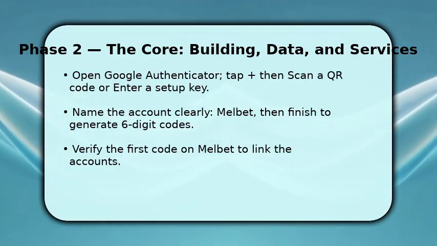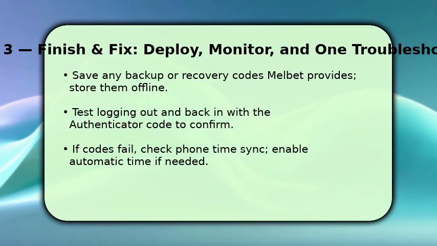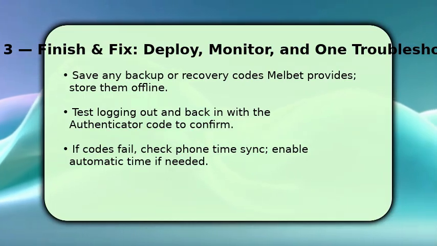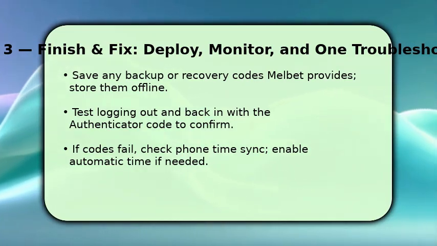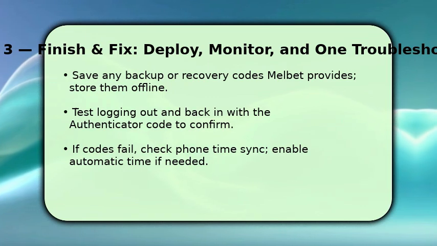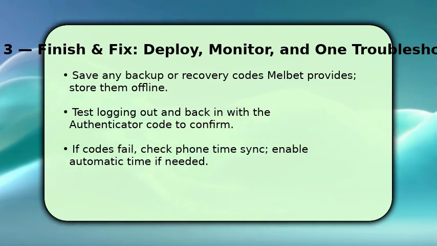Finish by saving Melbet's recovery codes somewhere safe. Write them down off the phone. This is the only way back if you lose access. Then log out and sign in again, using the Authenticator's current 6-digit code to confirm the flow works.